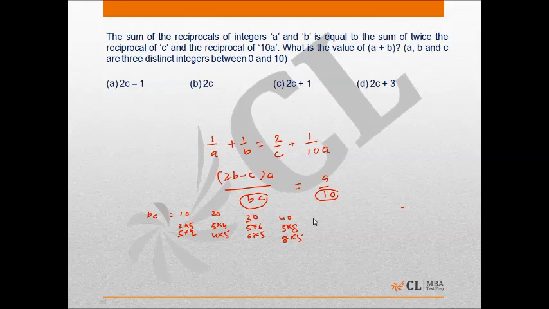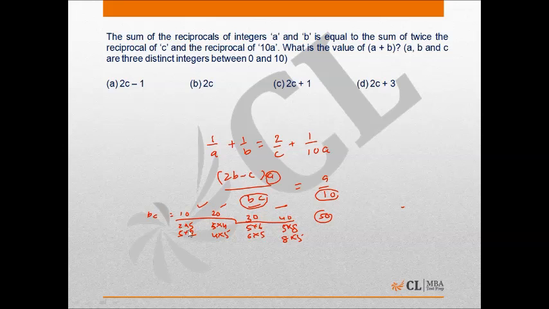bc cannot be more than 40, as 50 cannot be written as the product of two natural numbers wherein both numbers are less than 10. Similar would be the case for 60 and onwards. So the values that bc can assume are 10, 20, 30 and 40.